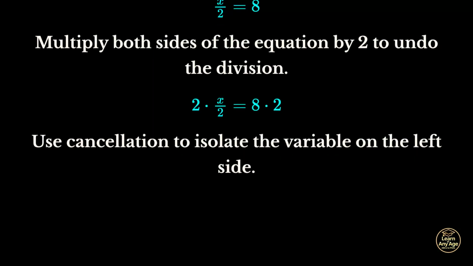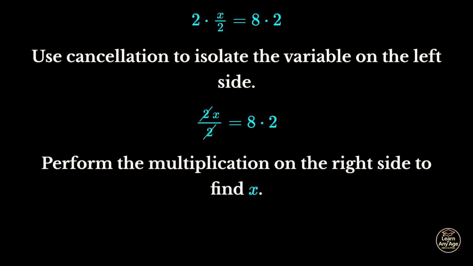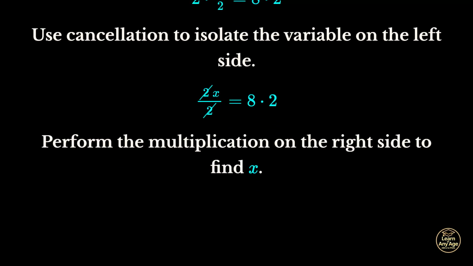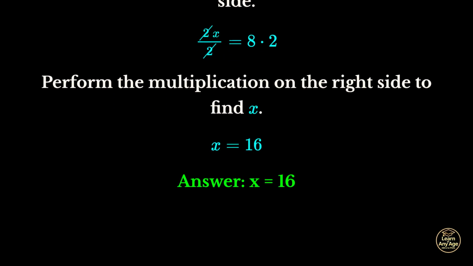Use cancellation to isolate the variable on the left side. The 2 cancels out, x over 2 cancels out, equals 8 times 2. Perform the multiplication on the right side to find x. x equals 16. Answer: x equals 16.